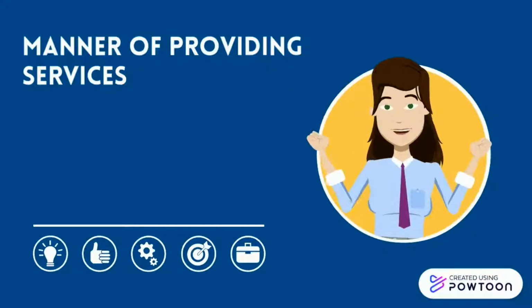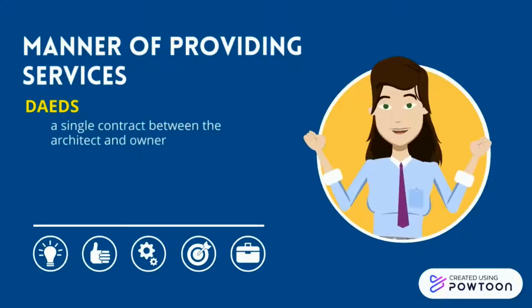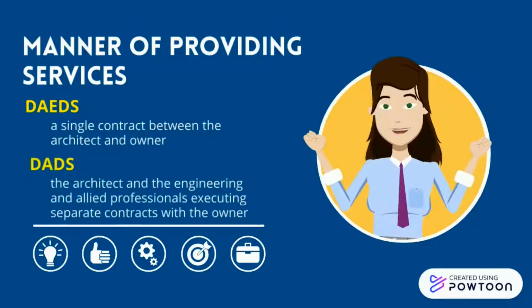Manner of providing services. There are two ways by which the architect may enter into contract with the owner. First, a single contract between the architect and owner. Second, the architect and the engineering and allied professionals executing separate contracts with the owner.